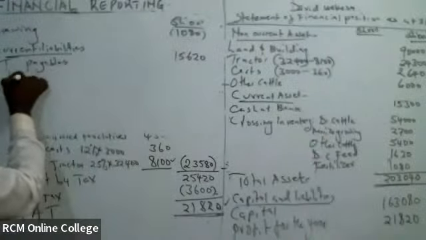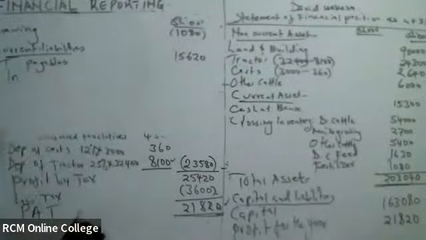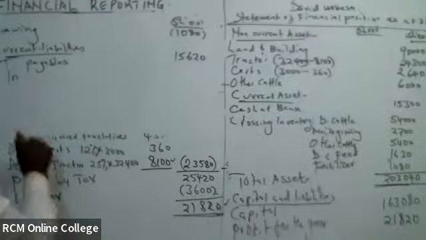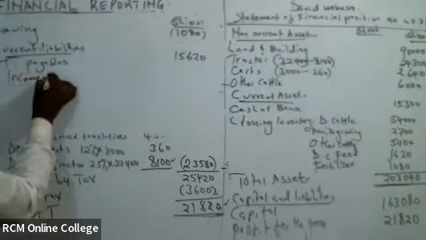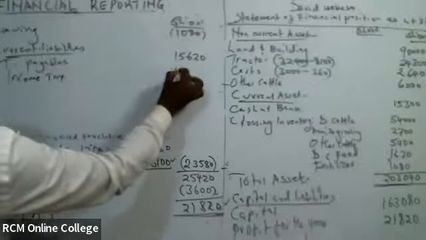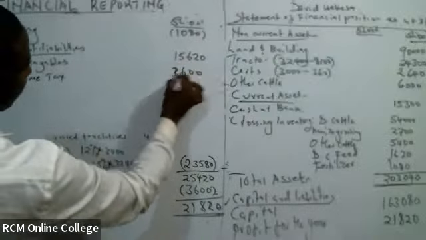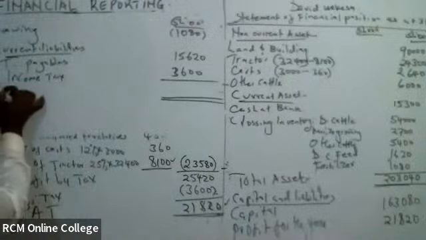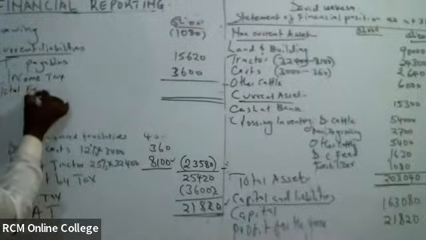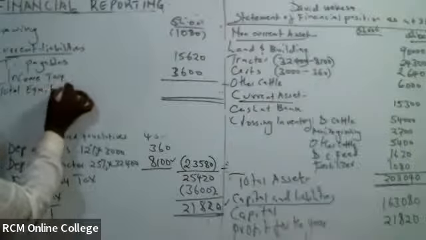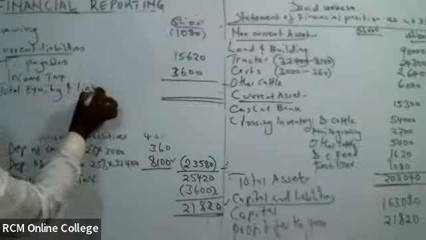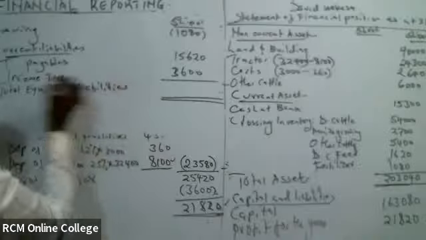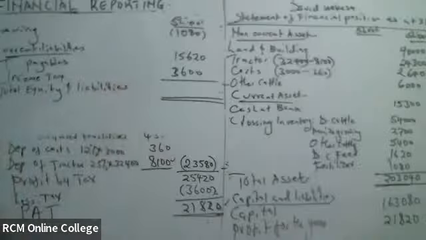Trade payable 15,600, and then the current tax. You can call it income tax, current tax of 3,600, and then we are done. Here the total equity and liability. Is it adding up?